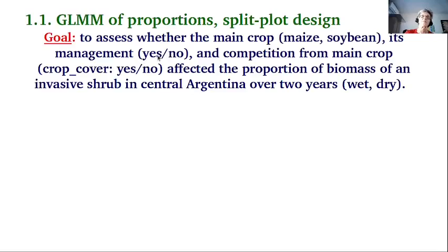This is related to the use of pesticides, and the competition from the main crop cover. This is a binary variable in which in some cases the seedlings of the main crop were not removed when assessing the proportion of the biomass of this invasive shrub in Argentina. This experiment was carried out over 2 years that were contrasting in terms of their humidity, cold, wet and dry.